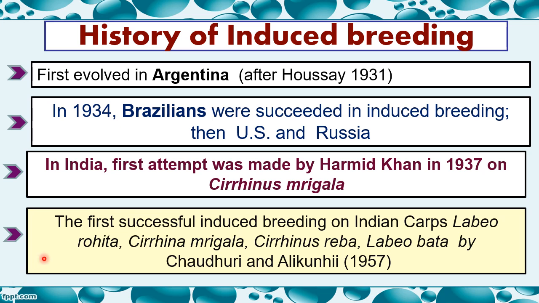But the first successful induced breeding in Indian major carps Labeo rohita and Cirrhinus mrigala and minor carps Cirrhinus reba and Labeo bata was carried out by Chaudhuri and Alikunhi in 1957. Here I should mention that to commemorate their first success of induced breeding in carps, the Government of India is celebrating the National Fish Farmers Day on 10th of July every year.